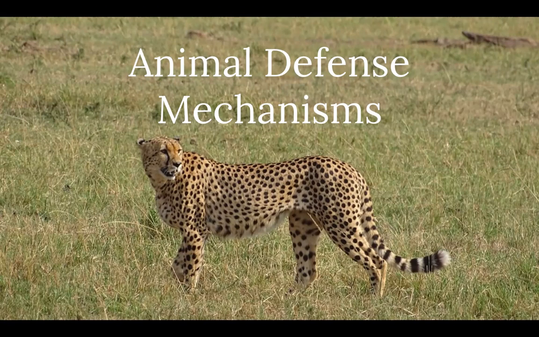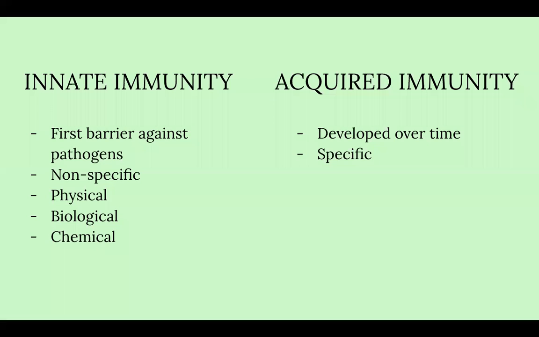Hello, today I will be giving a brief explanation about animal defense mechanisms. So to start, there are two types: innate immunity and acquired immunity. Innate immunity is what each animal is born with, and it is the first barrier against pathogens. It is nonspecific, meaning that it is the same response towards all pathogens that try to enter the body.